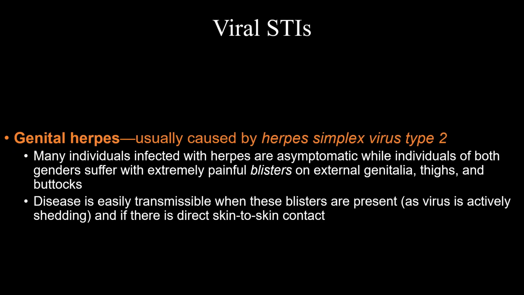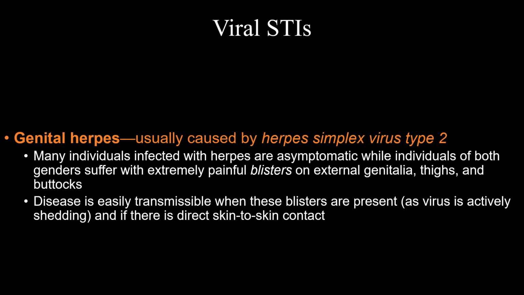Now, you've also got genital herpes, which is caused typically by the herpes simplex virus number 2 or type 2. About 750,000 people are infected every year, and many are unaware that they harbor the virus. This disease causes tiny blisters that can be extremely painful on the external genitalia of both sexes, sometimes on the thighs and buttocks as well. This virus is most easily transmitted when the blisters occur and if there is direct skin-to-skin contact. However, a person is contagious even during the dormant stage, which can last weeks to years.